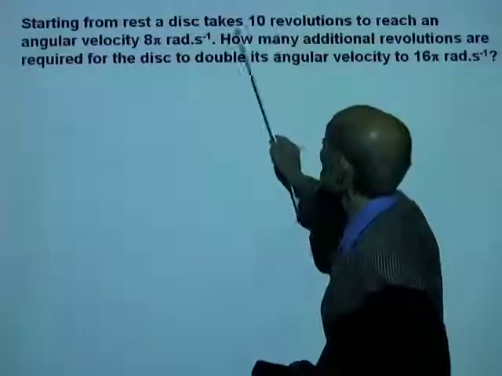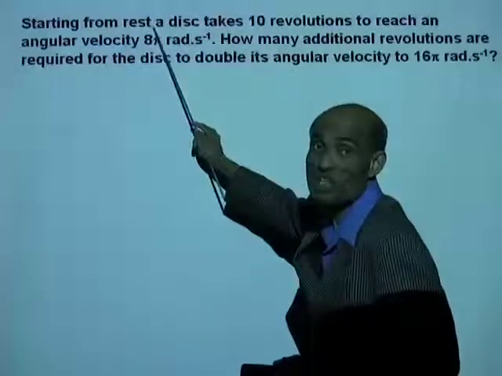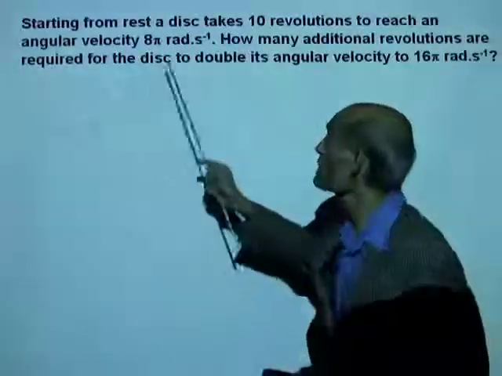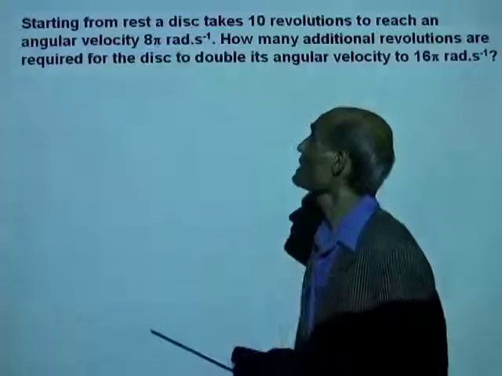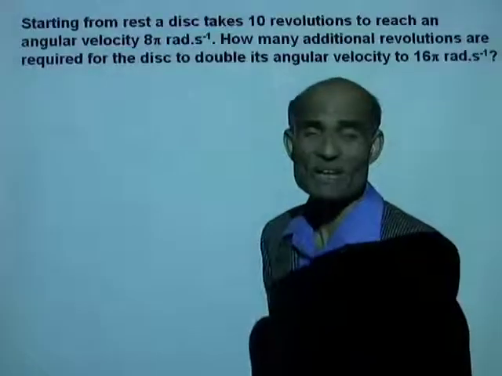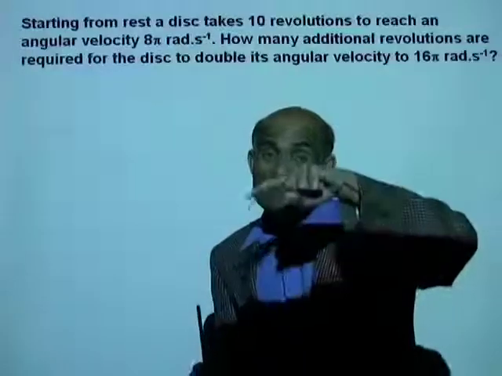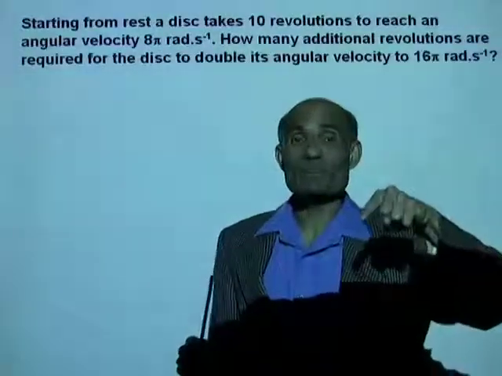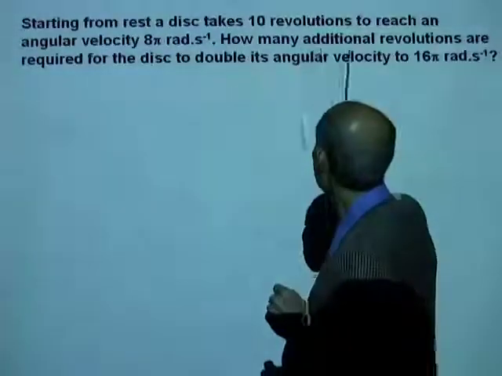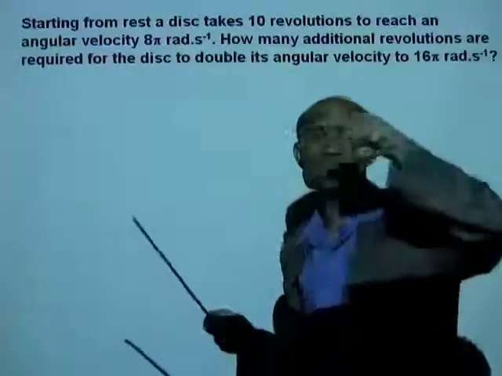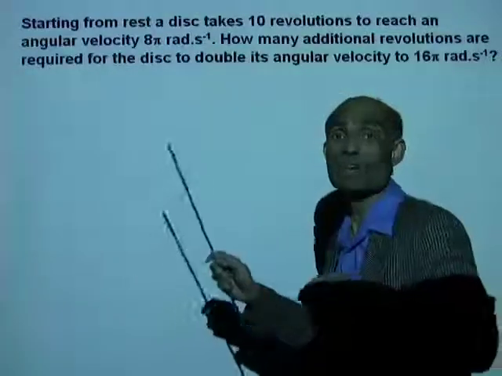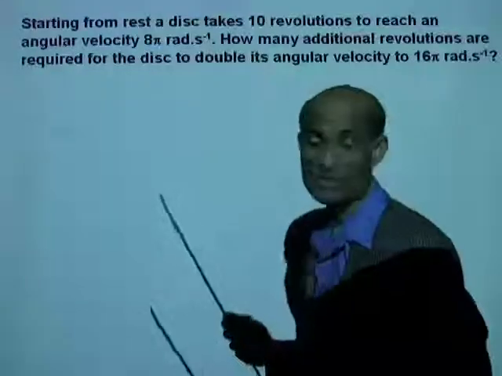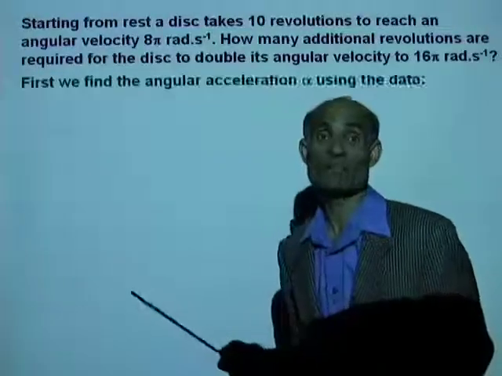We have a disk starting from rest, and it takes 10 revolutions to reach this angular velocity, 8 pi radian per second. Now, 10 revolutions means how many radians? 20 pi radians. Now the question is, how many additional revolutions are required for the disk to double its angular velocity to 16 pi radians?